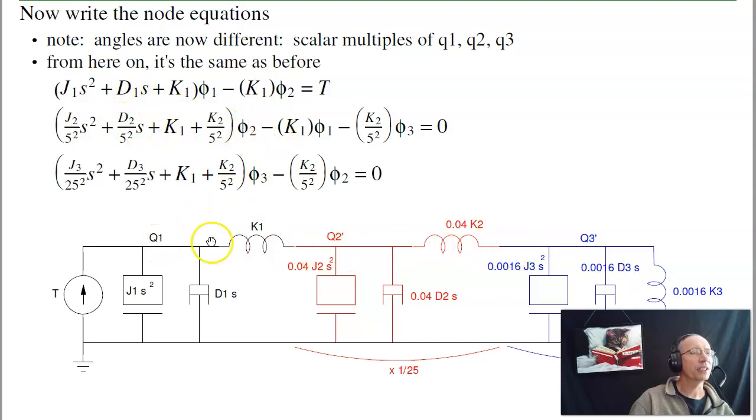I've got 3 nodes. At node 1, it's the sum of the admittances attached to the node, times theta 1, minus the admittances between nodes, times theta 2, is the current to the node. At node 2, it's the admittances attached to the node, times theta 2, minus the admittances between nodes 1 and 2 times theta 1, minus the admittances between 2 and 3 times theta 3, and likewise for node 3. So there you've got the dynamics relative to the source.